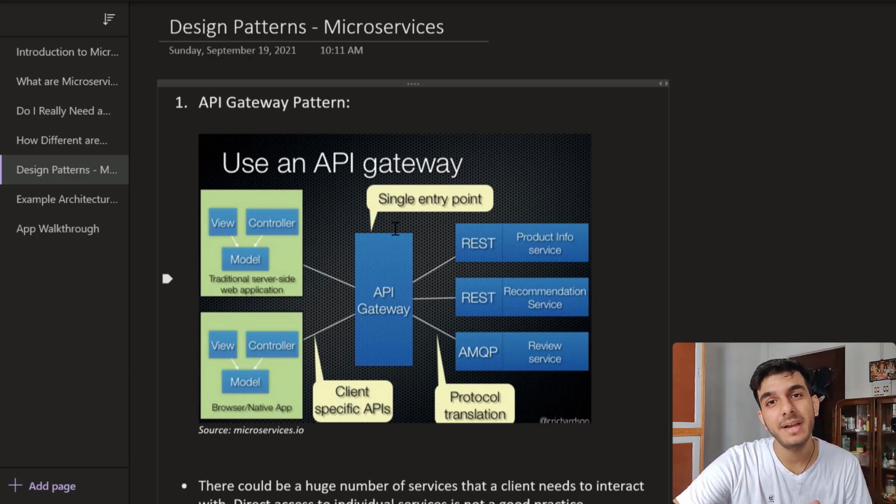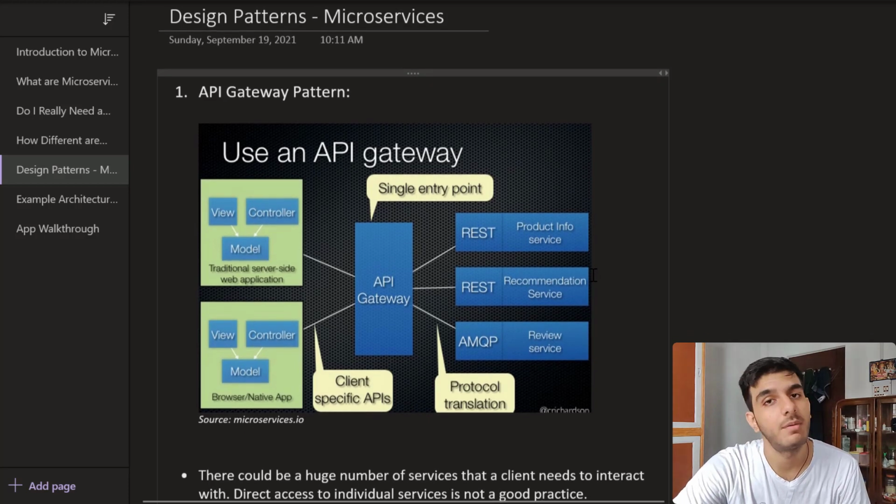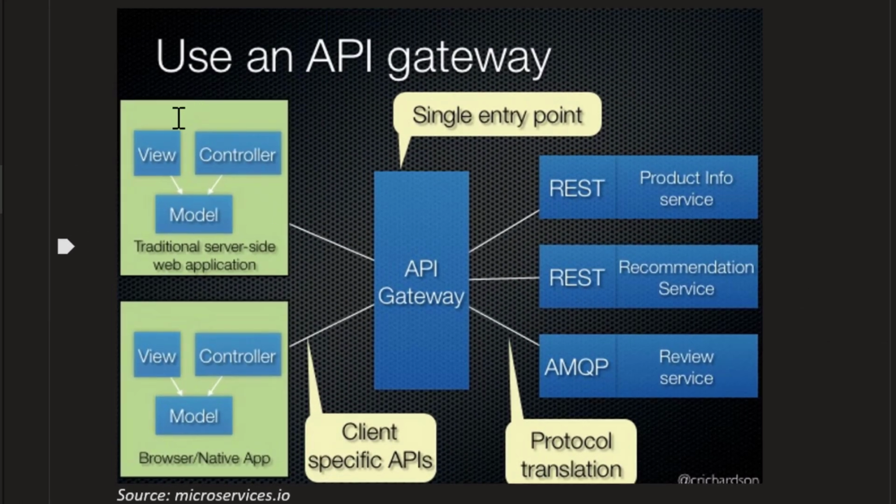So you need to have some ideas, some principles about how you can actually go about building your application in the first place. So let's talk about one of the very common and very important patterns, which is the API gateway pattern, right? So if you look at the diagram here, you can understand that you have the clients on the left side here, right? You have a browser, a native app, and a traditional web server side application, right? And then you have one API gateway.